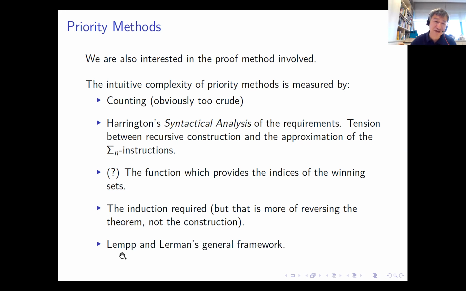Also, I believe Lempp and Lerman have this general framework which can accommodate 0 to the n priority arguments. So probably, if you can describe a construction using level n of their framework, that's an indicator of how complicated it is. Okay, so these are the ways of describing the complexity of priority methods that I know. Probably people in the audience can tell me more.